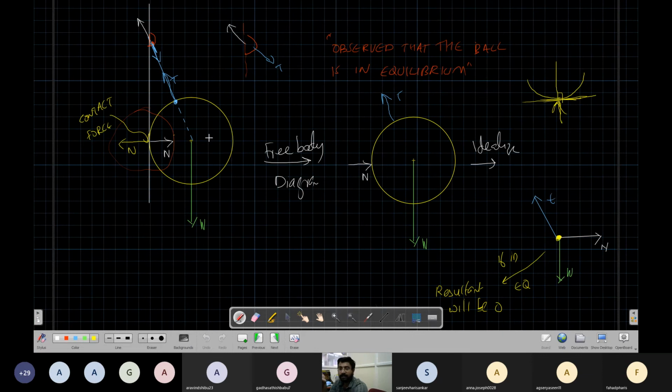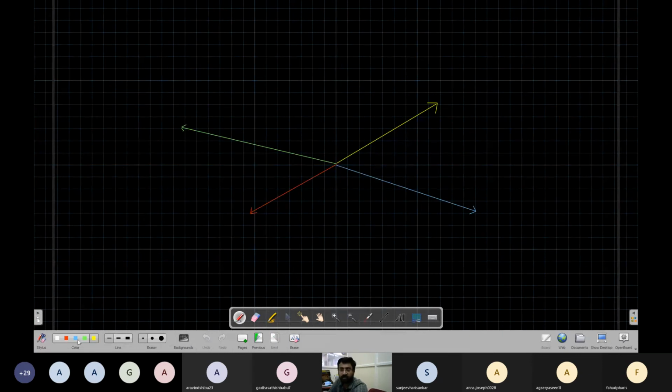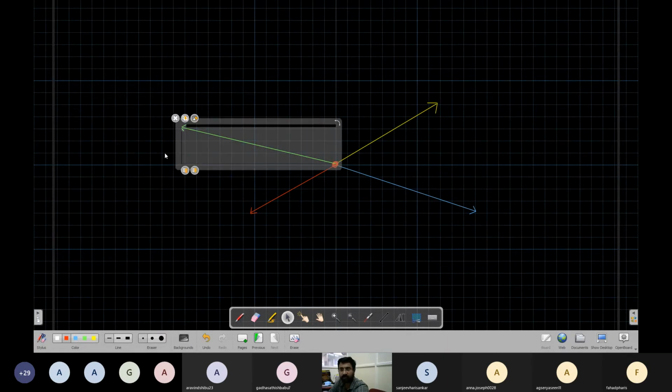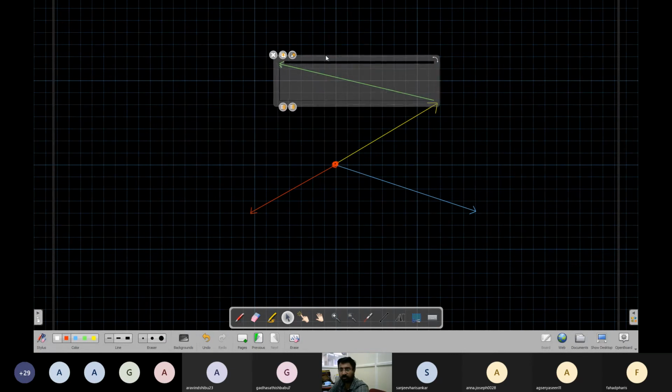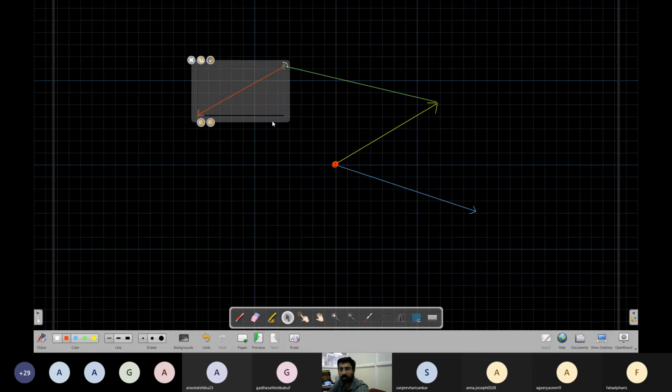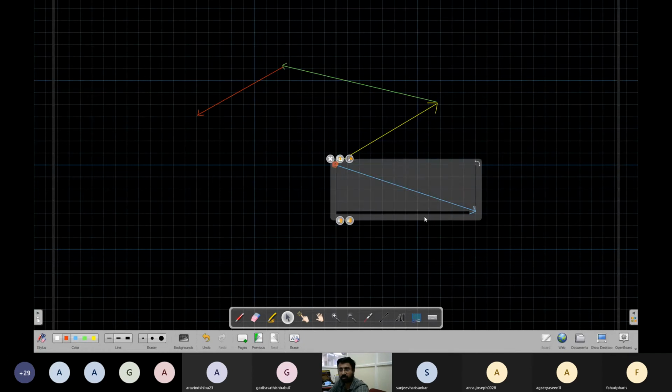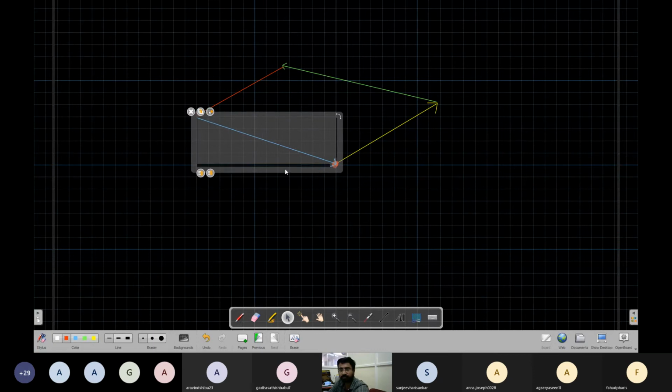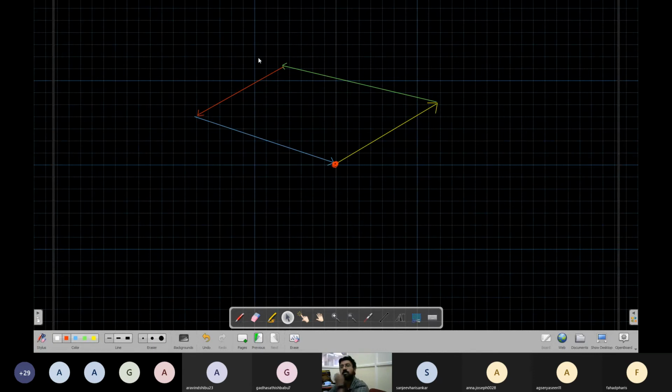So let's say a body is acted on by some forces like this. Now we have to see whether this is in equilibrium. Here we can again try the graphical method, as I told you before. We take this, then you can take this and superimpose it here. So this is completed by the force. Then the resultant is zero.